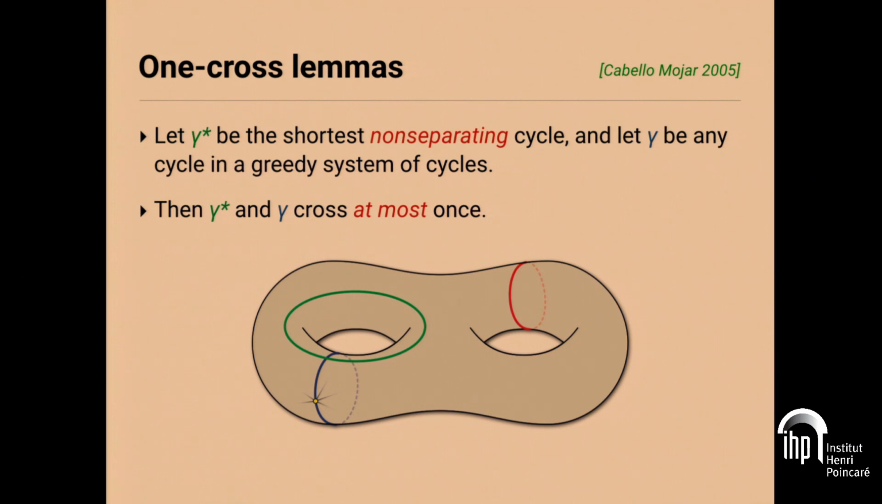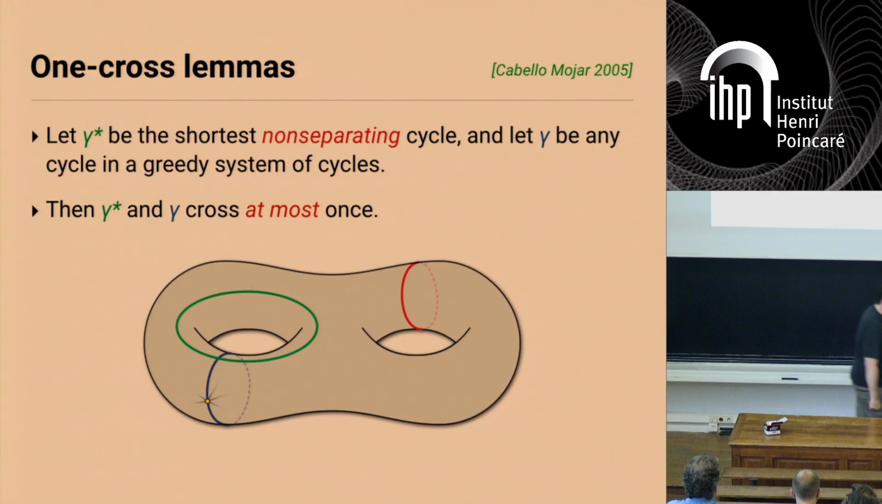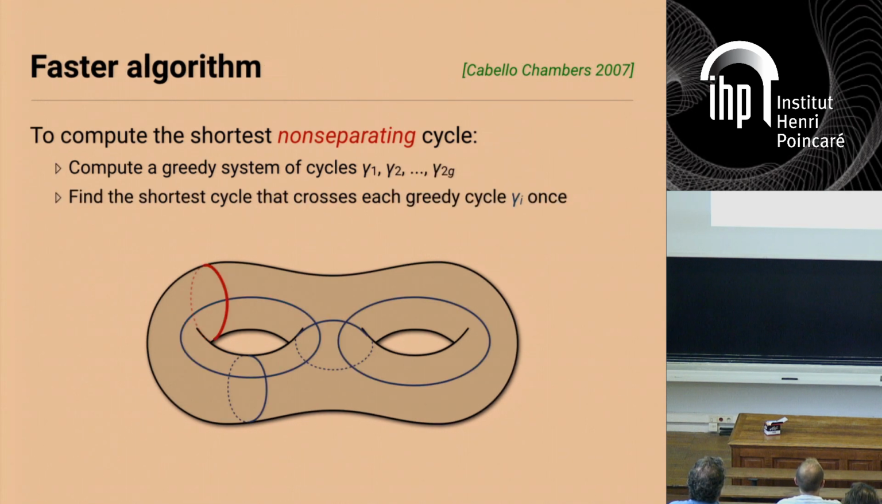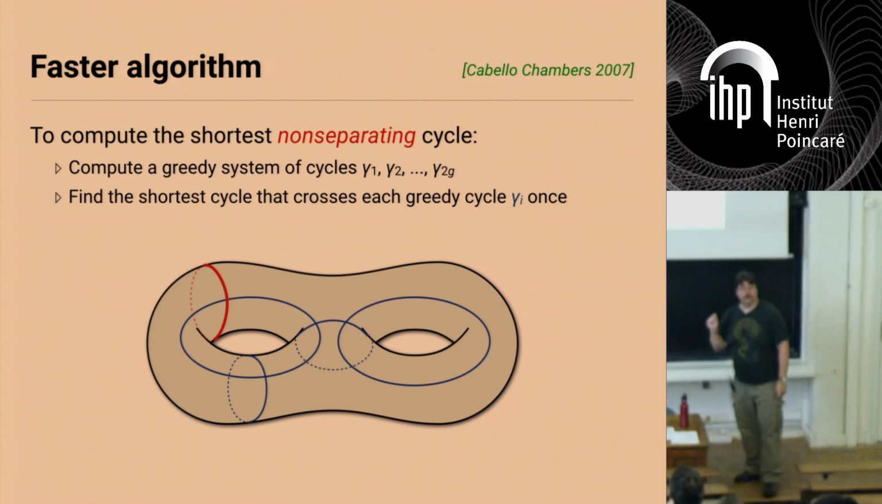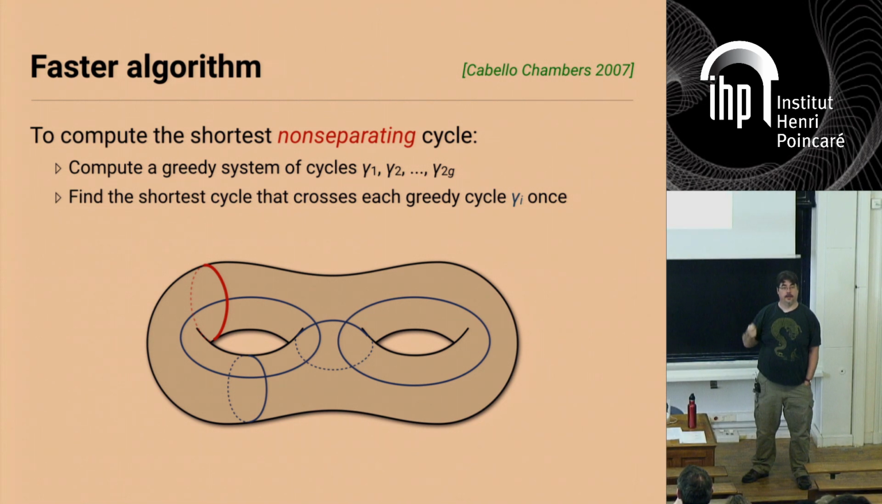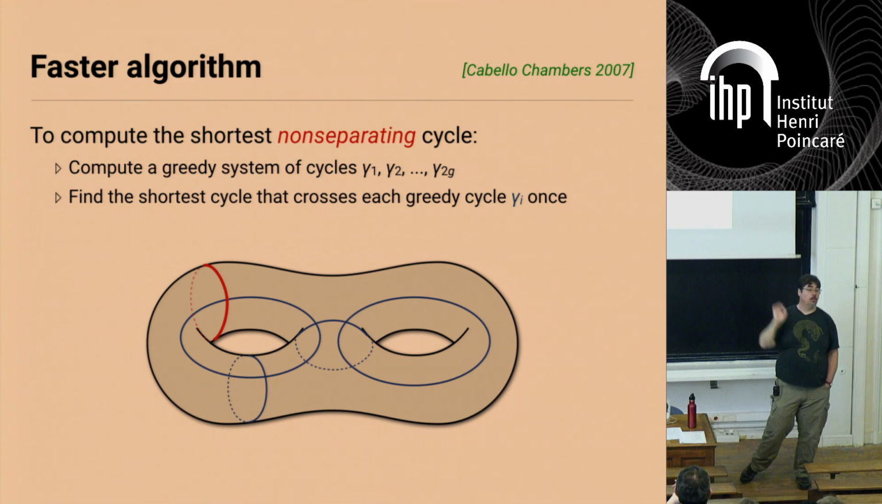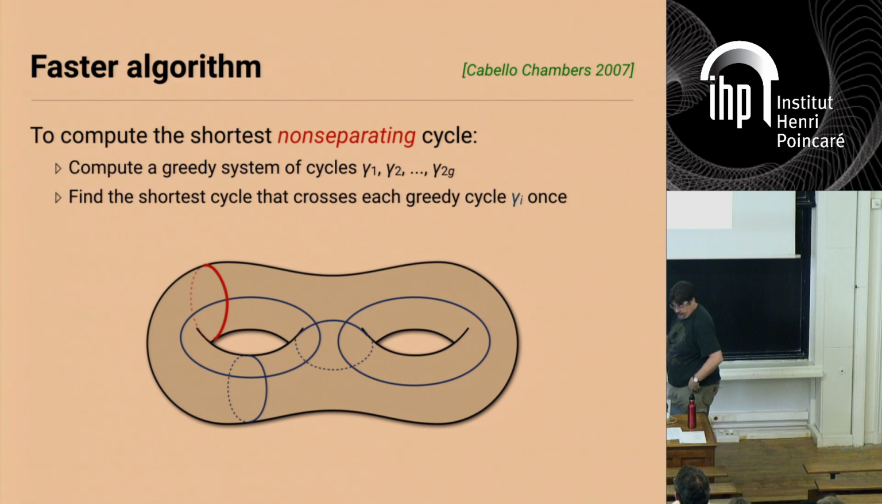And so in principle now I can speed up the search for a non-separating cycle by saying, well, let's compute the greedy system of cycles using the tree-cotree decompositions. And here I'm doing this in the primal graph, not in the dual. That's this thing in blue. And then for each of the blue cycles, find the shortest cycle in the graph that crosses that blue cycle exactly once. Whatever the shortest cycle that crosses each of these exactly once, the shortest of all of those will be the shortest non-separating cycle in my graph.